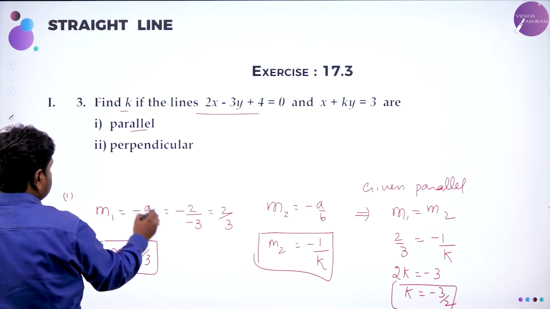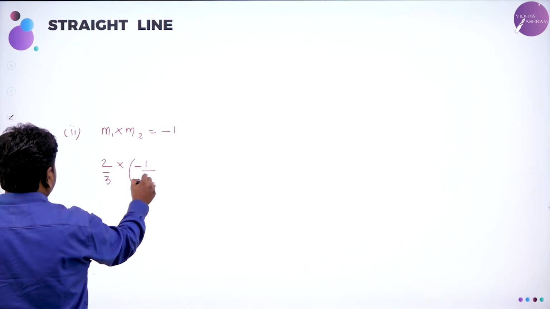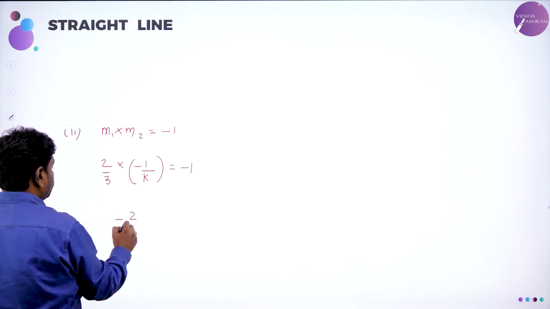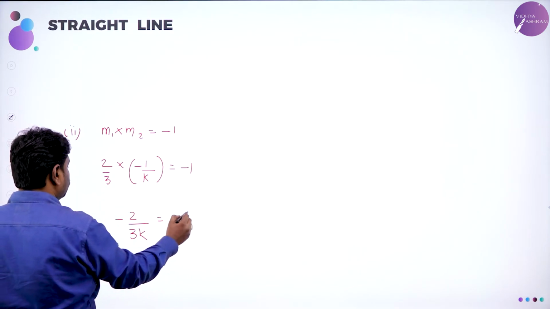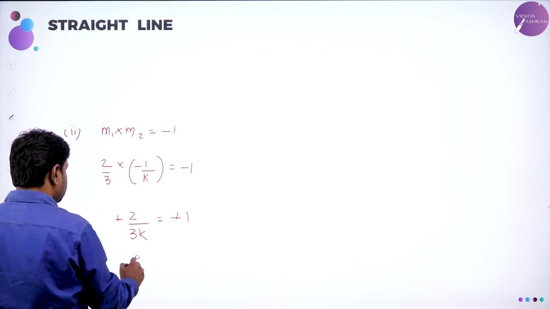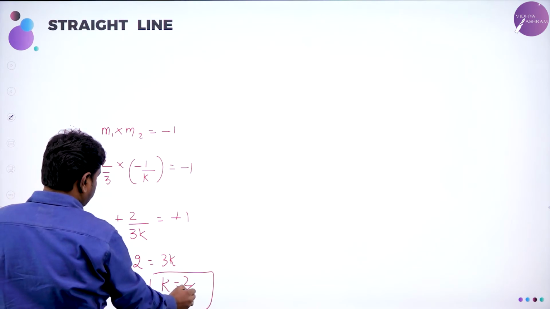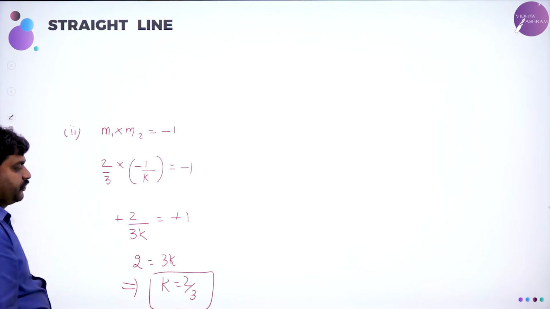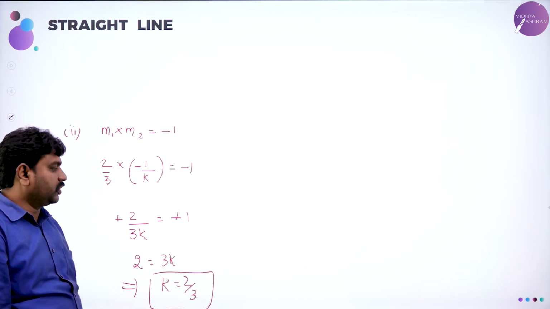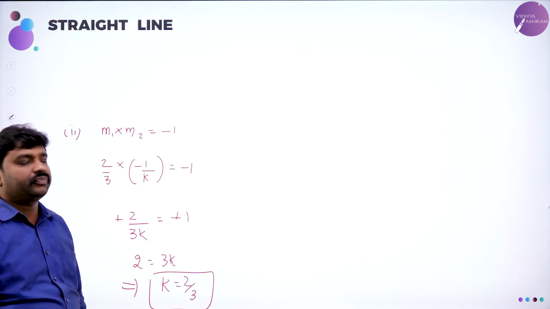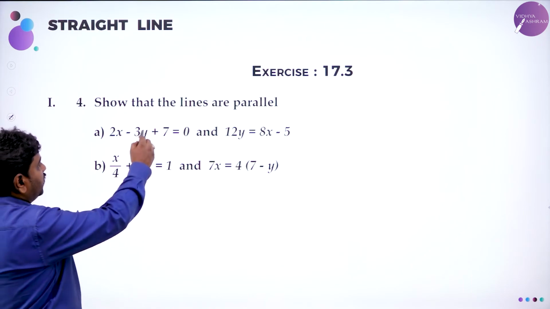m2 we got minus 1 by k. Product of slopes is minus 1. So minus into plus is minus, 2 by 3k is equal to minus 1. Minus minus cancels. 2 is equal to 3k. That implies k value is 2 by 3, 3 goes to that side. When they are perpendicular, k value is 2 by 3. When they are parallel, minus 3 by 2. Perpendicular, 2 by 3.